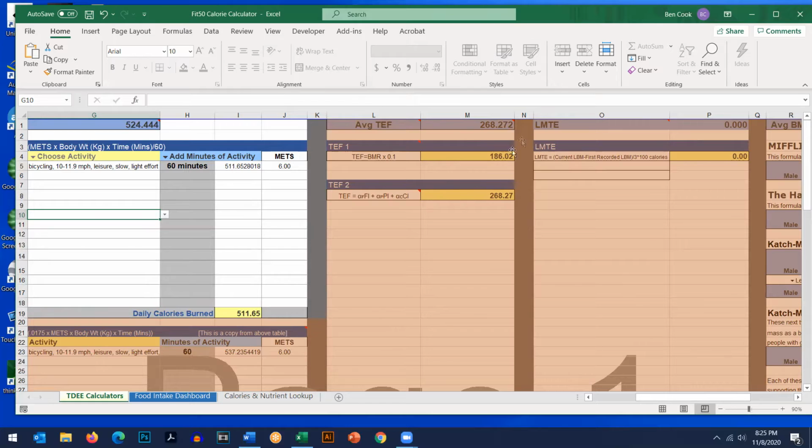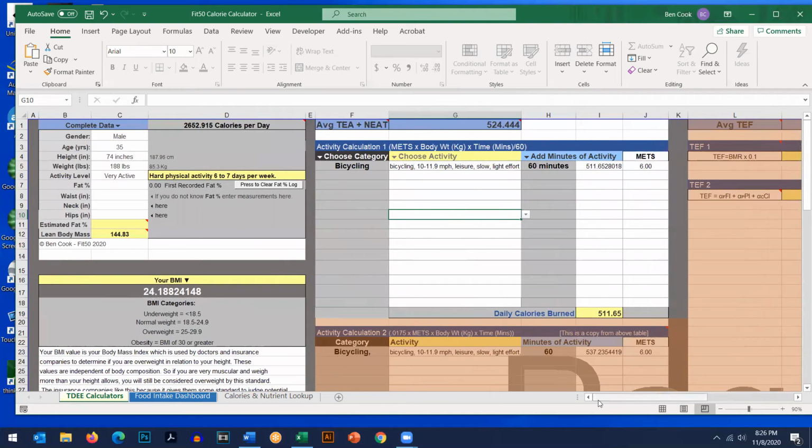And then we have the lean mass thermal effect. And the leaner your body mass is, you can sometimes get a thermal effect from that, just because muscle is an energy demanding body tissue. And the more muscle we have, the more calories we burn. So let's put some lean mass in.